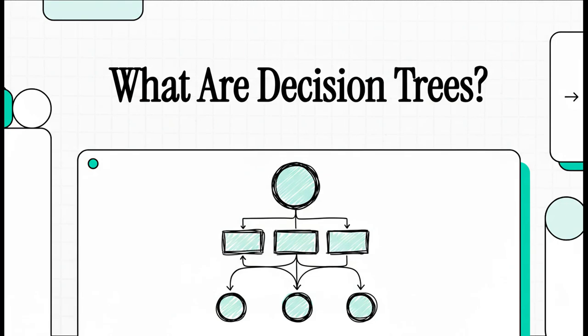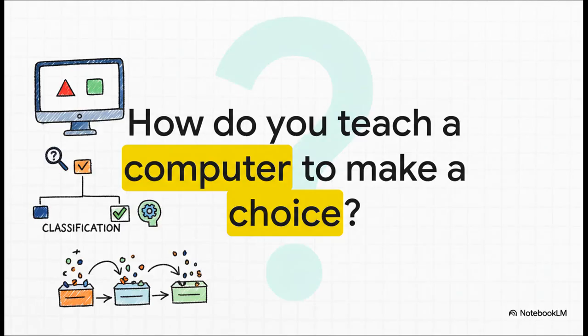Have you ever played a game of 20 questions? If you have, you already get the basic idea behind one of the most powerful tools in all of machine learning, the decision tree. Today, we're going to break down how this surprisingly simple concept helps computers make some incredibly complex choices. So that's the real challenge, right?